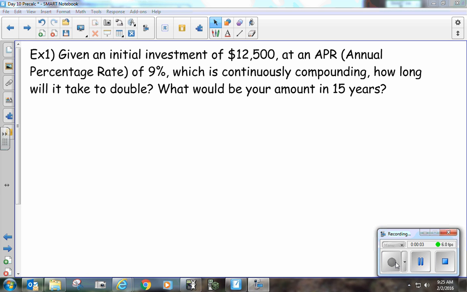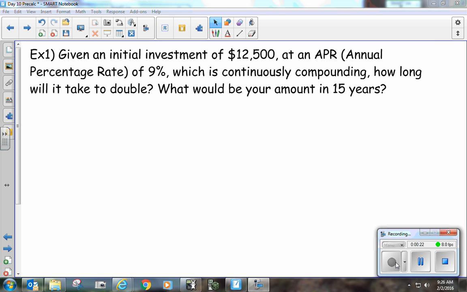Example 1, given an initial investment of $12,500 at an APR. APR means annual percentage rate, and that's our rate, of 9%, which is continuously compounding. How long will my $12,500 take to double? And then what would be your amount in 15 years?